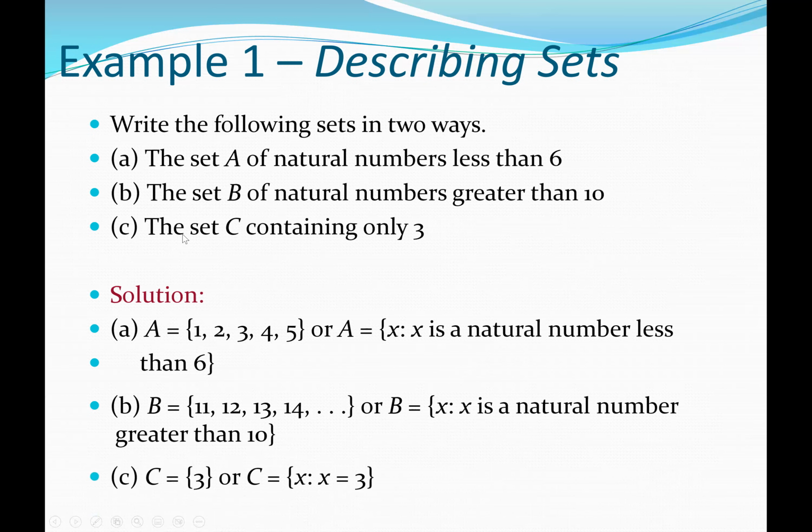Now, set C contains only 3. This means the set C has only 1 element, which is 3. Or we can write C consists of X where X equals 3, only 1.